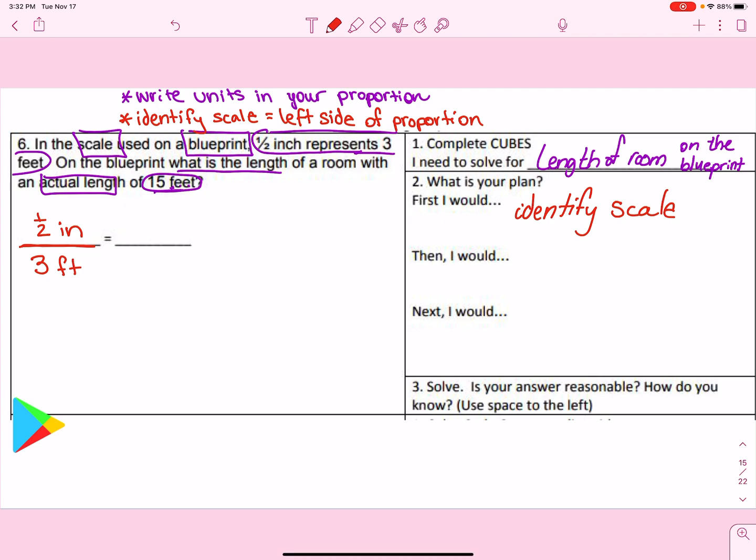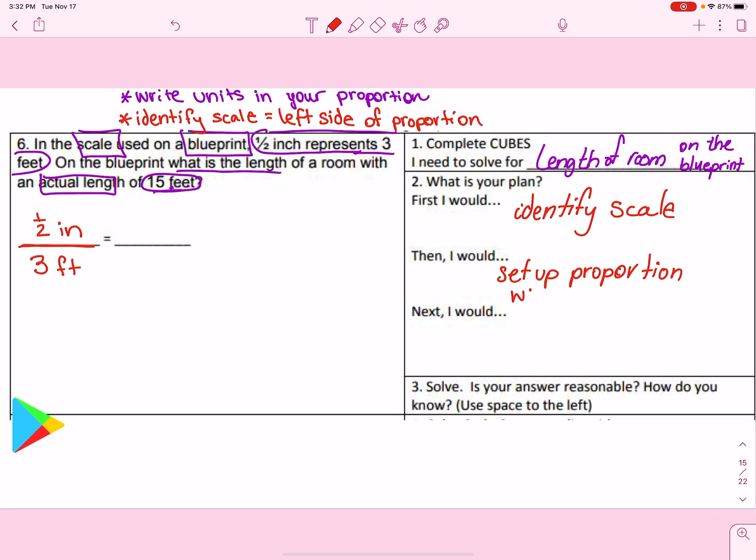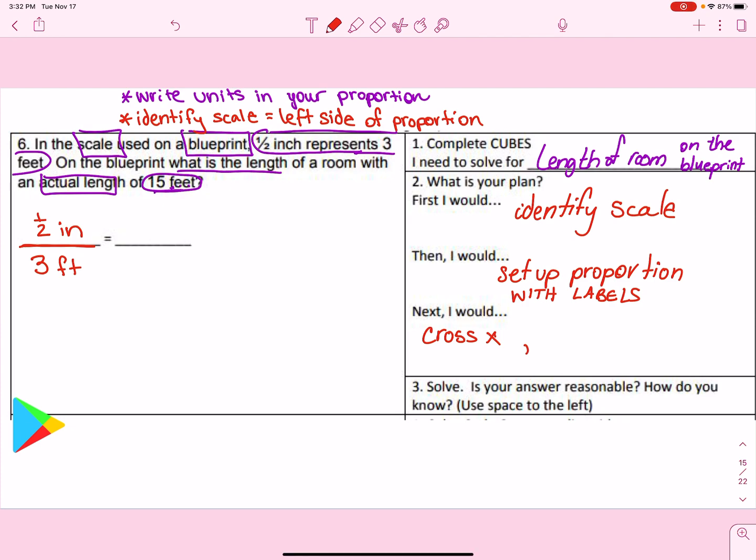Once you know your scale, you're going to set up your proportion with labels. I'm going to put that in all caps, with labels. And then to solve it, we're going to cross multiply and then divide.